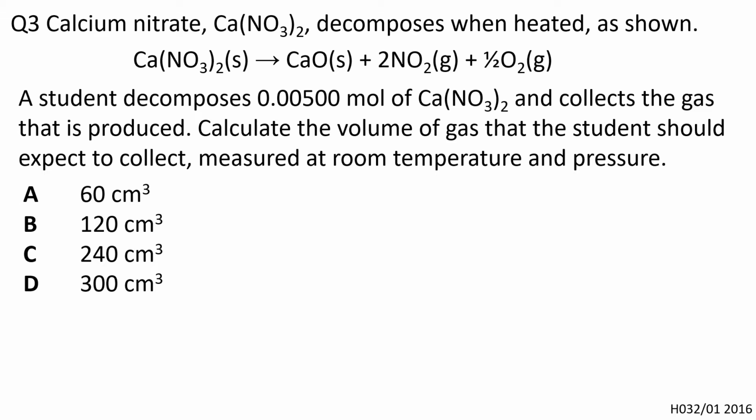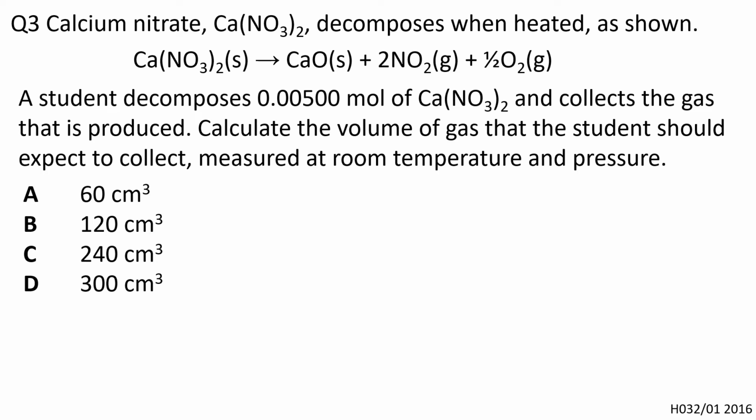Okay, so take a look at the question. We've got a balanced equation. We're told that we've got 0.005 moles of calcium nitrate, so that's the amount N of calcium nitrate in moles, and we're going to collect some gas. Look at the state symbols. The NO2, the nitrous oxide, and the O2 are both gases. So for every mole of calcium nitrate solid, we can expect to collect 2.5 moles of gas.